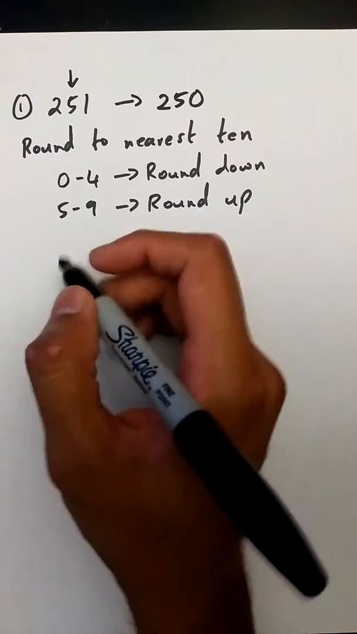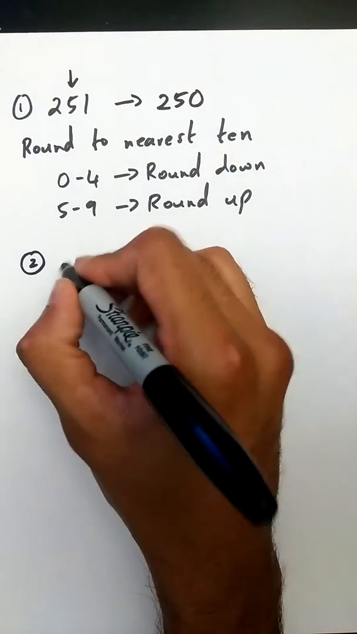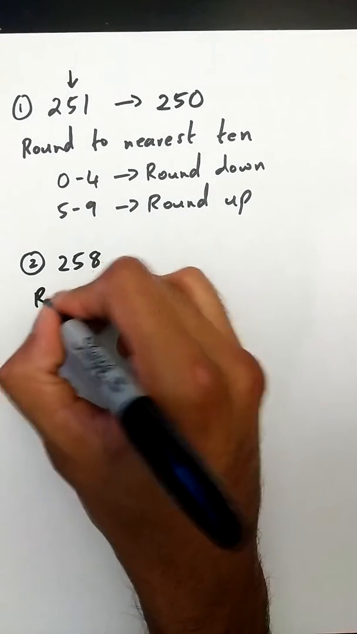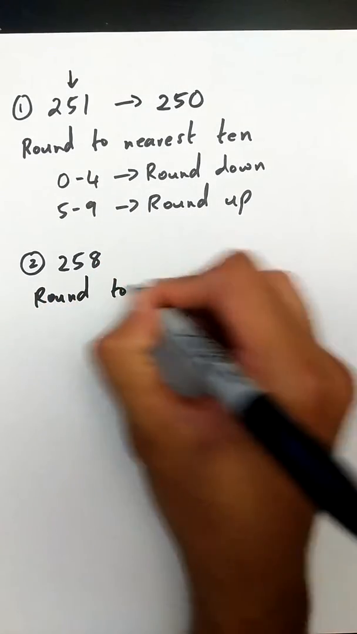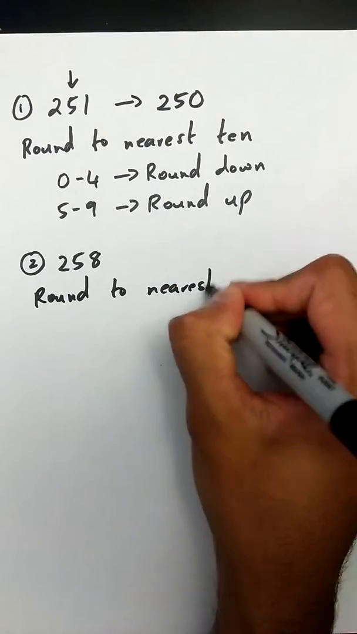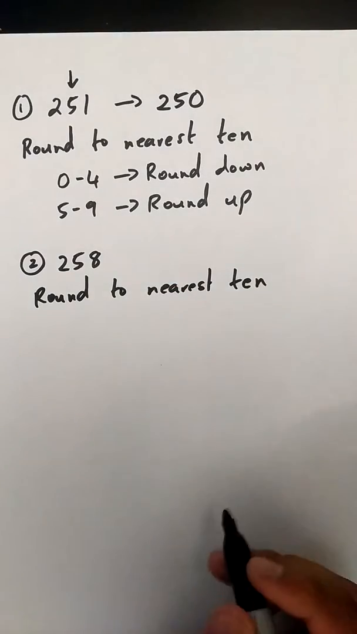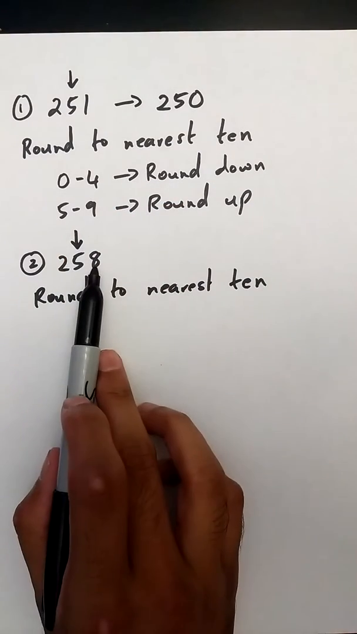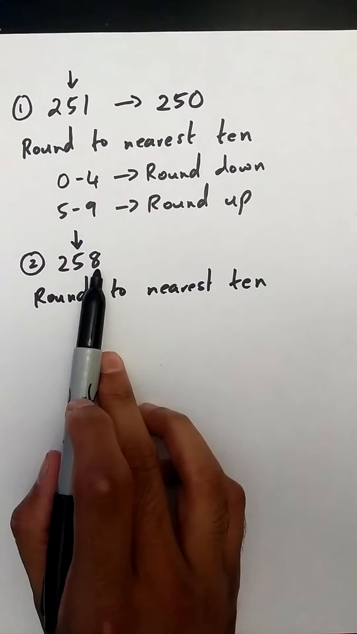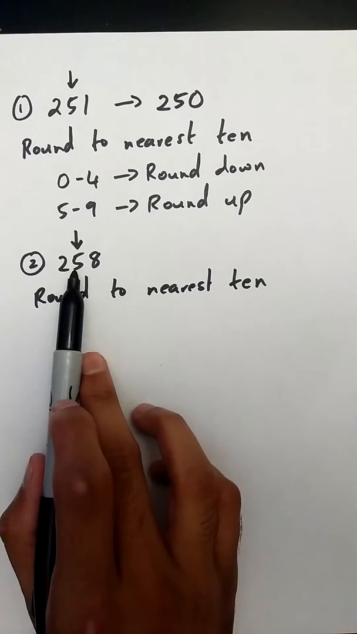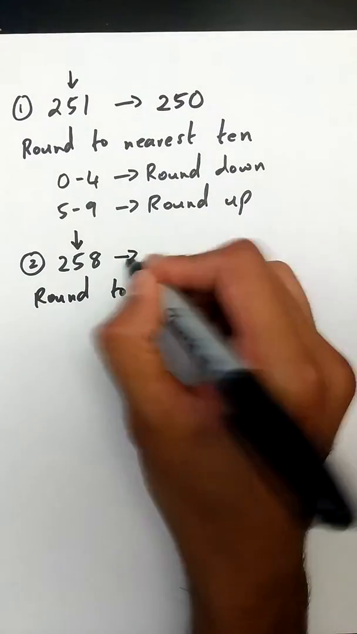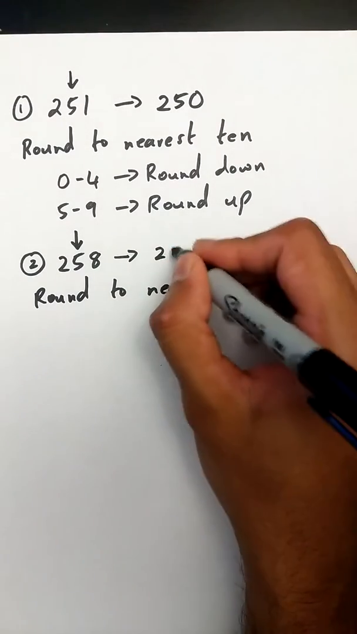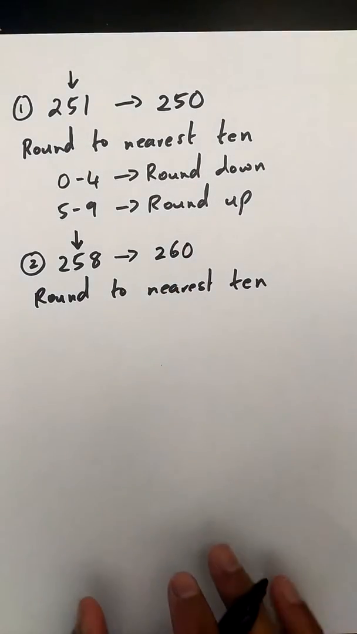Okay, let's do a couple more examples. Say, for example, I had the number 258. Again, I had to round that to the nearest 10. Again, my tens column is over there. Look at the next number, it's between 5 to 9, so I have to round that number up. If you round a number up, all you have to do is add 1 to the number, so this would round to 260.